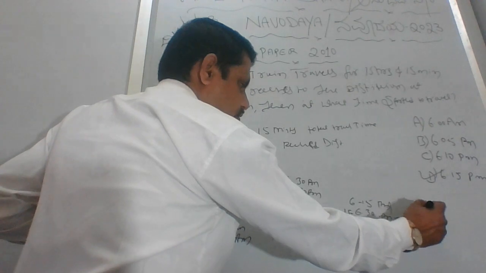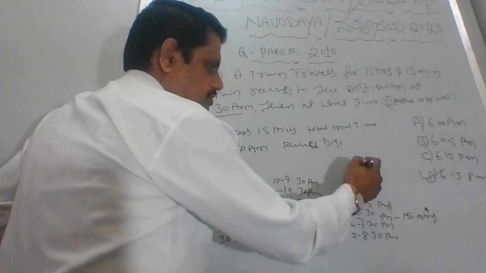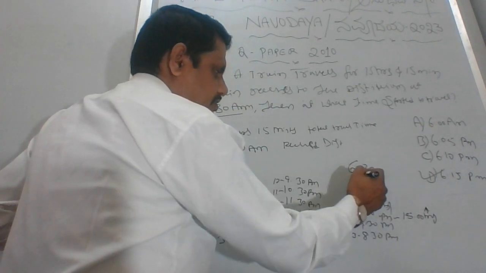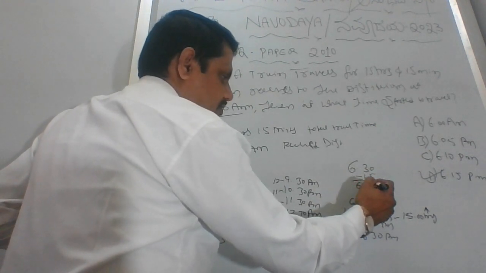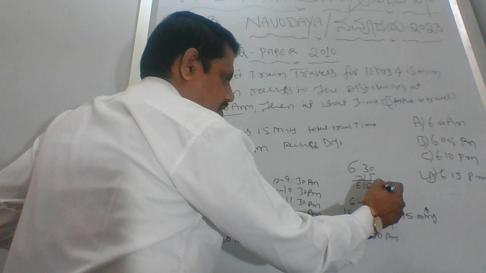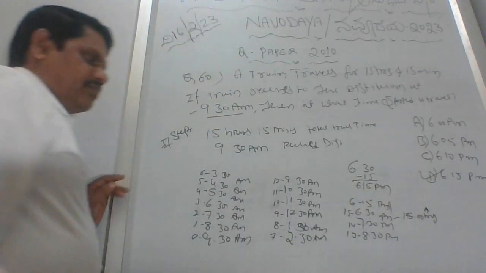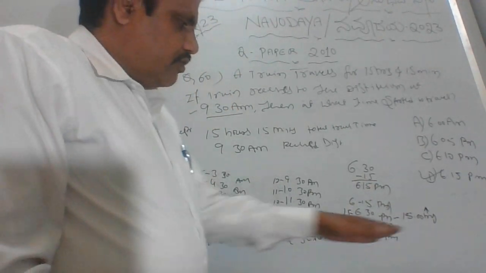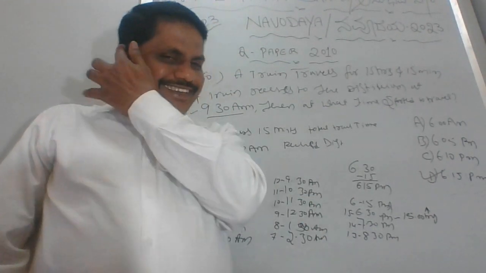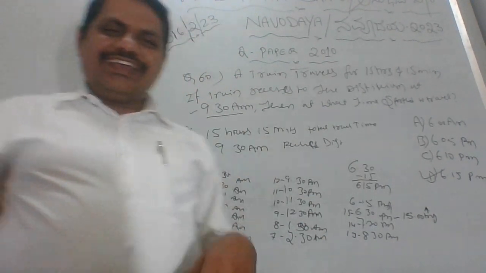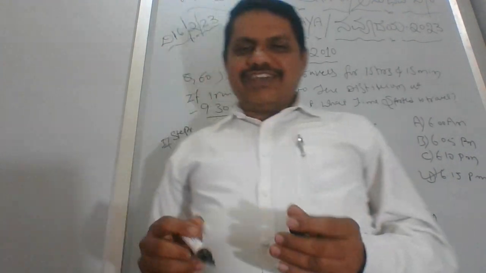So I have to again go up with 15 minutes, that is 6:30 minus 15, that is 6:15 p.m. So your 15 hours 15 minutes is completed. Understood the baby step now? So it's very easy. Okay.